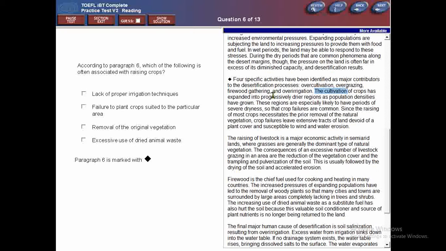Okay, this is another question from this paragraph 6, and we have already answered the question on progressively dry regions. The cultivation of crops has expanded into progressively drier regions as population densities have grown. These regions are especially likely to have periods of severe dryness, so that crop failures are common. Okay, what is this? This is a process, I think. Cultivation expands in the regions as population densities have grown. Okay, these also create what? These regions have severe dryness, and the crop failures are common.